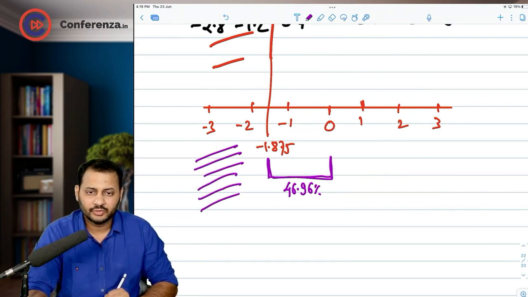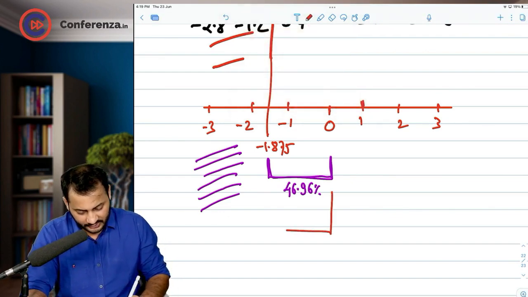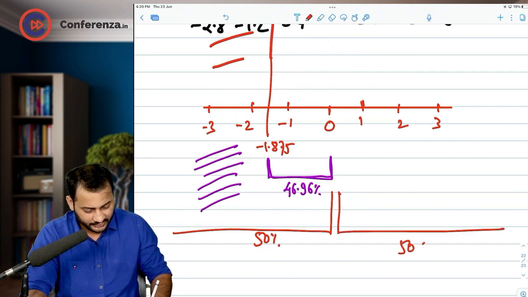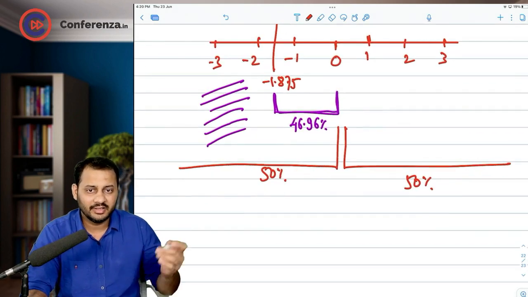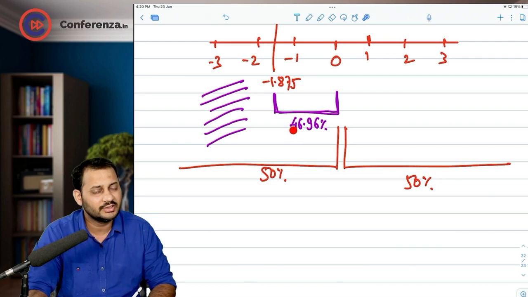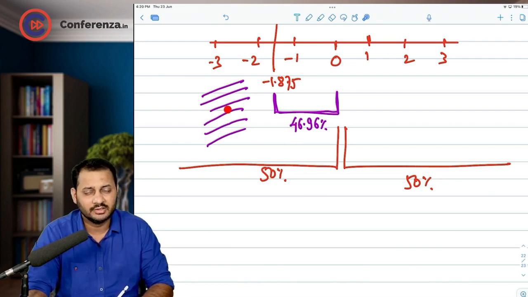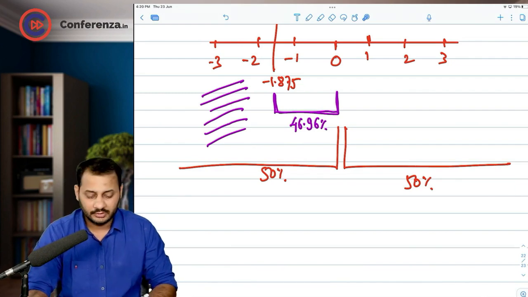Okay, so there are two ways, understand. This much of the area constitutes 50%, this much of the area constitutes 50%. If you find the answer in the compiler, what they did is they just deducted 46.96% from 50% to arrive at this particular probability. This can also be done.